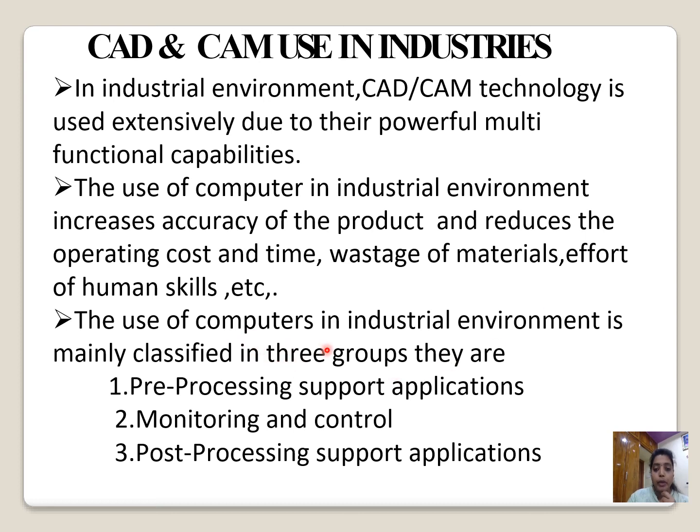The use of computers in industrial environment is mainly classified into three groups. Let us see one by one. Those are pre-processing support applications. Pre-processing means what? We are just planning what the requirements are and how we want to manufacture that. Everything will come under the pre-processing support.